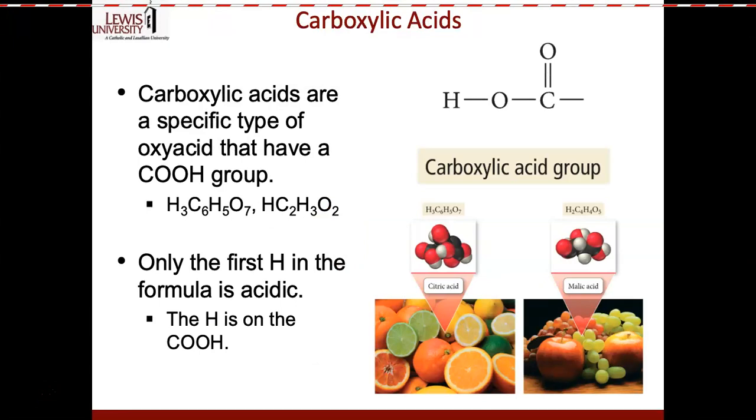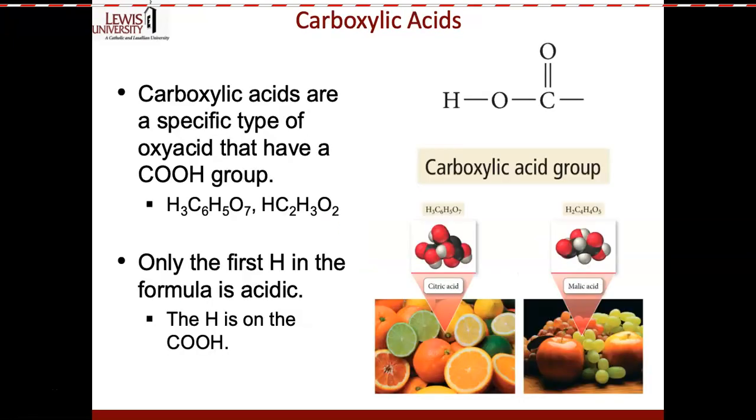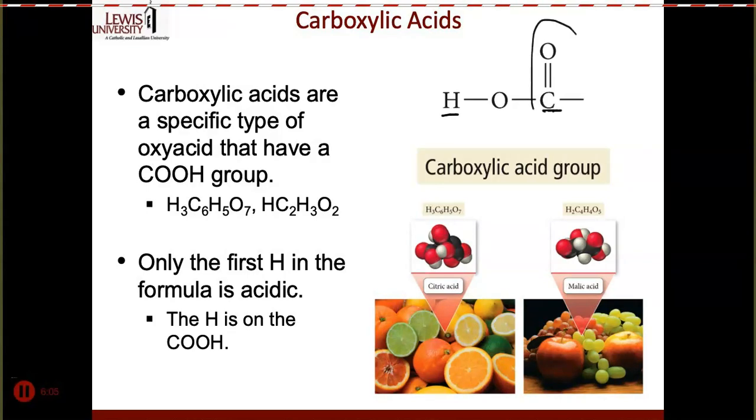All right, now we also have carboxylic acids, and I think we discussed carboxylic acids a little bit in class. Oxyacids are defined as any type of acid where the acidic proton is attached to an oxygen, and then that oxygen is attached to another atom of some sort, like a sulfur or a nitrogen. For a carboxylic acid, it's still a type of oxyacid where the proton here is attached to an oxygen, but now that oxygen is attached to a carbon which has a double bond O.